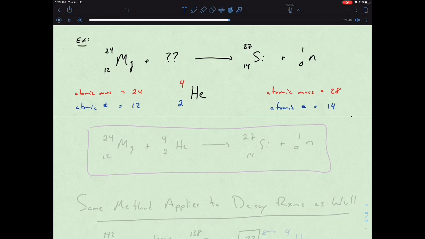Again, all we're doing is adding up the starting materials and their atomic mass, taking that with the difference of that in the product, and the same with the atomic numbers, and then we end up with this as our final balanced process. So there's our balanced reaction.